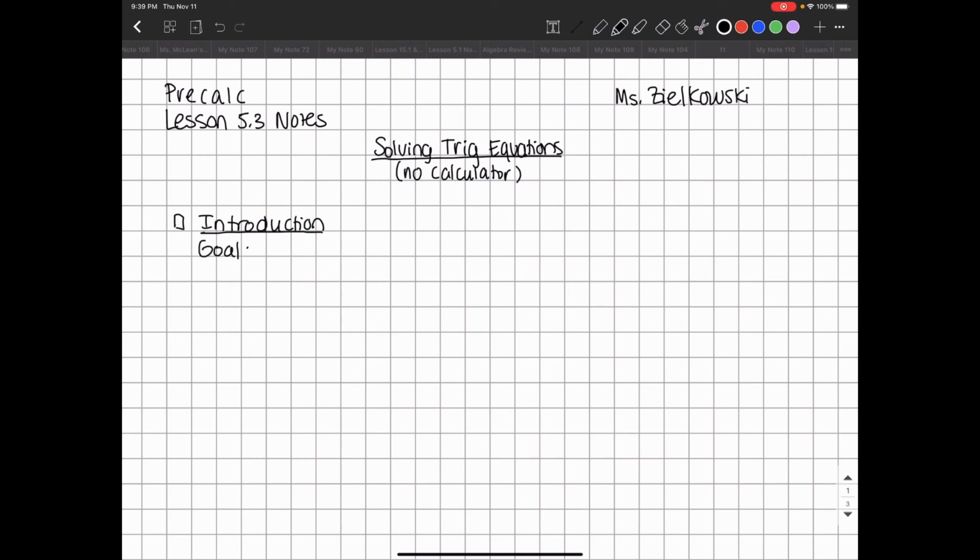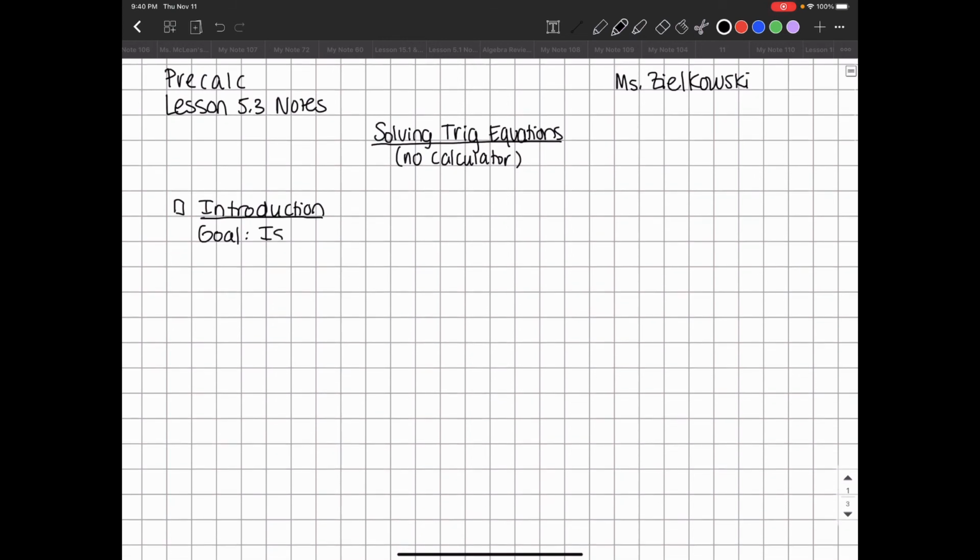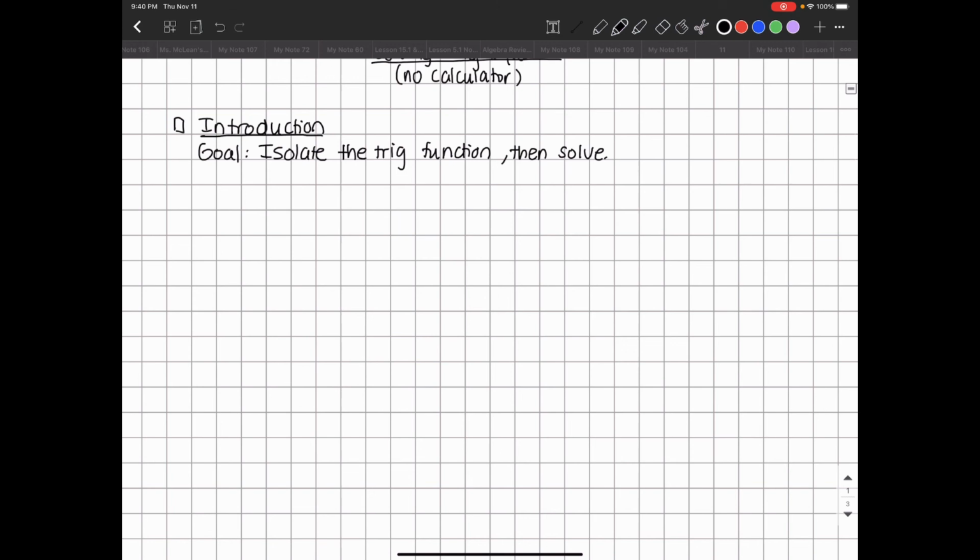So the goal for these problems is to isolate the trig function and then solve. Just like we isolate x, we're going to isolate the trig function, and then we're going to have to use what we know about inverses to solve. So we're going to isolate the trig function, then solve. For the examples that you'll see, it'll tell you to solve.